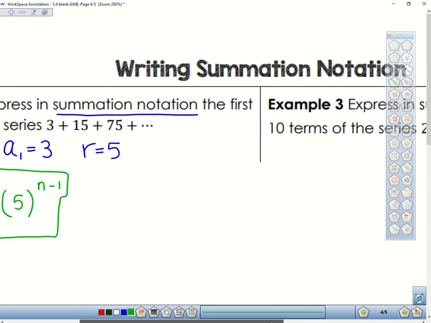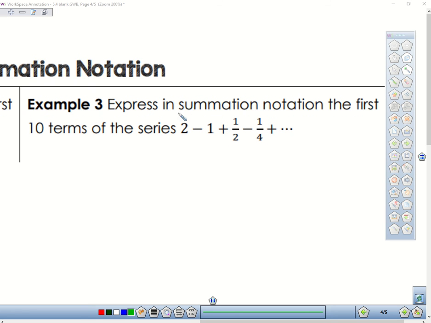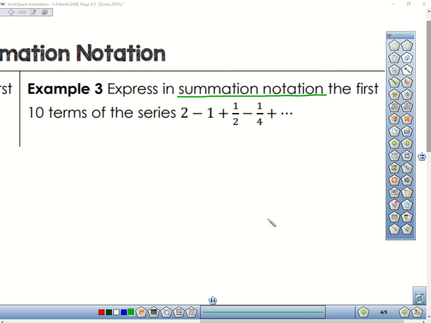Alright, so moving on to the next, we're going to do example 3. So it says express in summation notation the first 10 terms of the series. Okay? So first thing we do is identify our n, which is 10. That's how many terms we want to set it up for. And then what is the first term here?